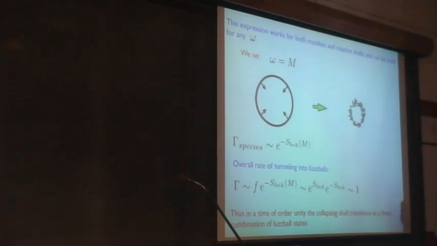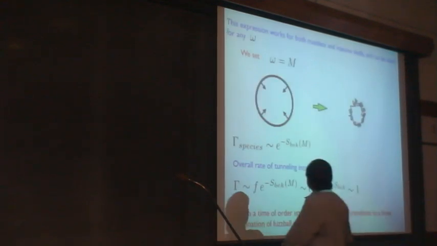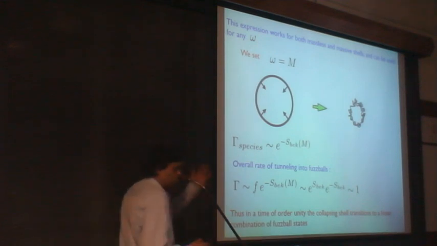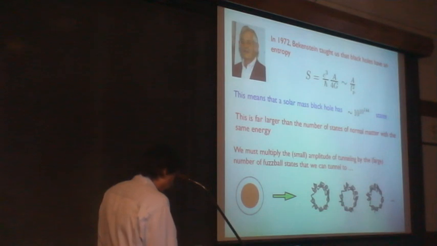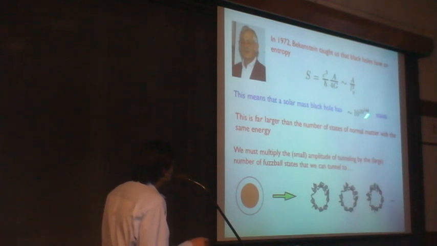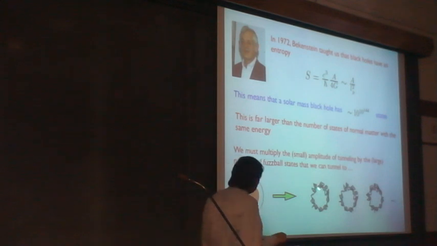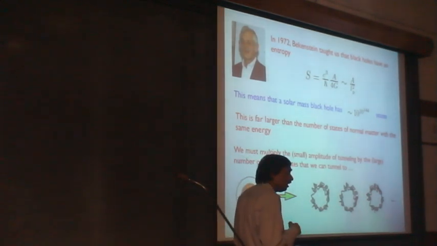Not the shell. So what happens is, the shell has very low entropy. When you make something out of matter, it has almost no entropy compared to the entropy of the black hole. But the number of things it can tunnel into, the number of these fuzzball states, is e to the S Bekenstein. This many states you get for a solar mass black hole, there will be that many fuzzball states. So you have some amplitude to go to this, some amplitude to go to this, some amplitude to go to this. And because you multiply by the number of these, that's the magic.